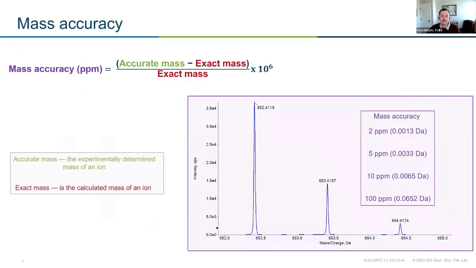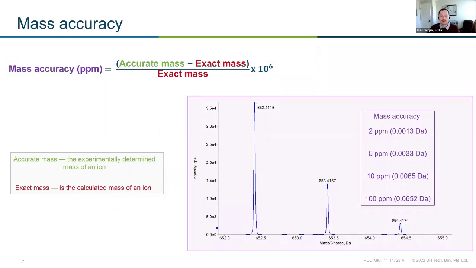But before we get started, there's a couple of things that I just want to define since we're going to be using them a lot. The first would be mass accuracy. Mass accuracy, super important, but it's pretty simple. It's just the difference between your measured mass and the exact mass. So the mass that you measured on your instrument versus the mass that you calculated from the compound's formula.